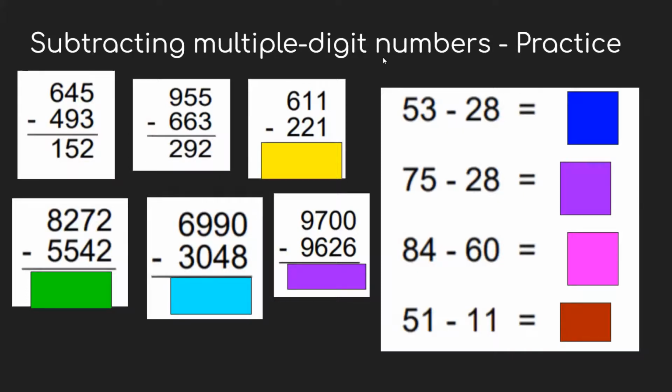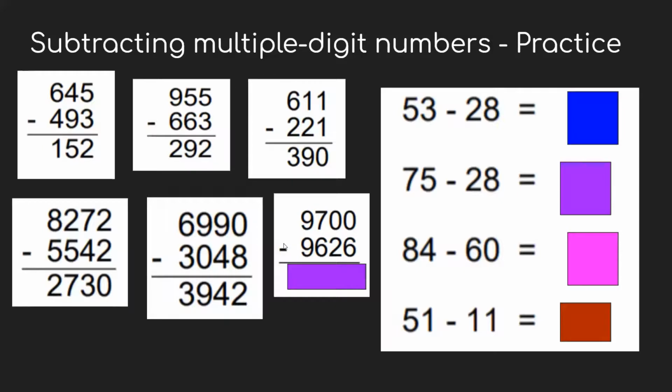611 minus 221 is equal to 390. 8,272 minus 5,542 is equal to 2,730. 6,990 minus 3,048 is equal to 3,942.